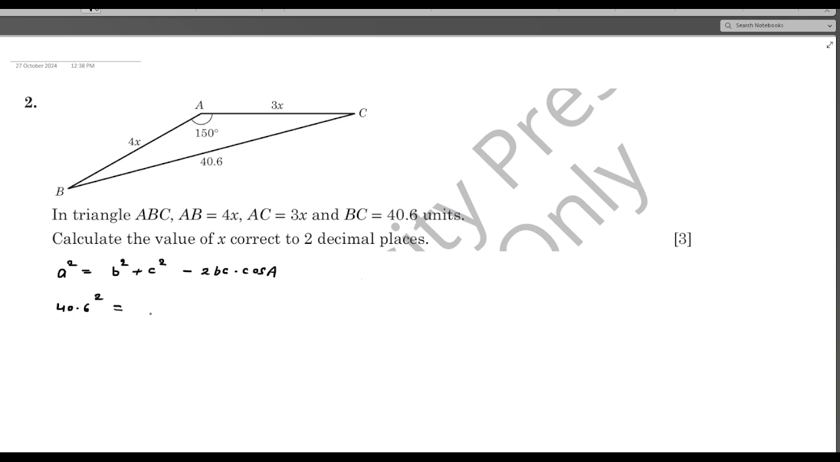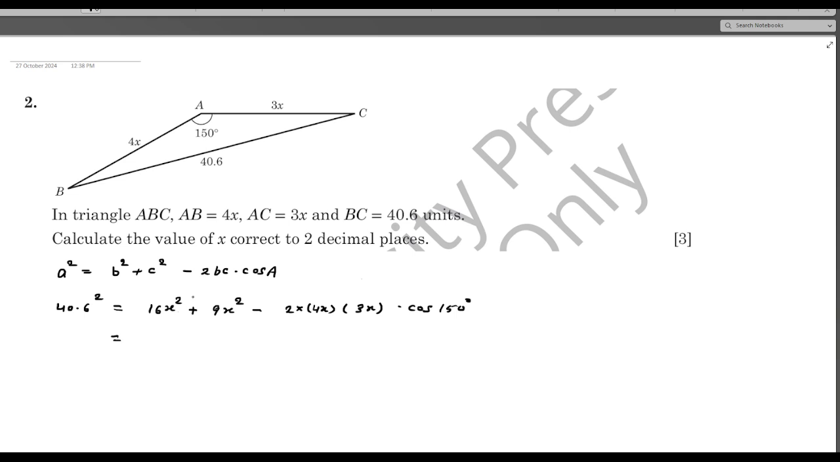So if I use this formula, I will say that 40.6 the whole square is going to be equal to 4x the whole square, which is nothing but 16x square, plus 3x the whole square, which is 9x square, minus 2 times 4x times 3x into cos of angle 150 degrees. Now this angle is in the second quadrant, so its value is going to be negative. Its value is negative root 3 by 2. So negative will become positive.